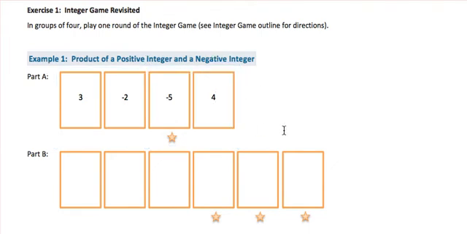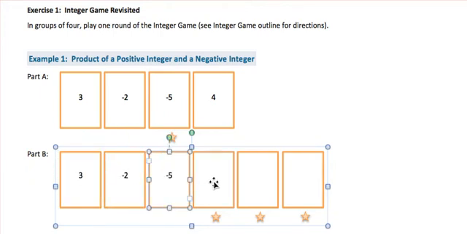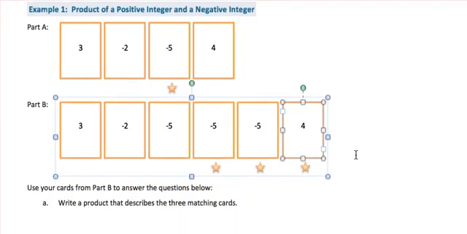What you'll notice on your sheet is that underneath the third card we have a star. The star indicates that that number will need to be repeated in part B 3 times. So really what we have is 3, -2, -5, -5, -5, and 4. Then we'll continue on using our cards from part B to answer the questions.